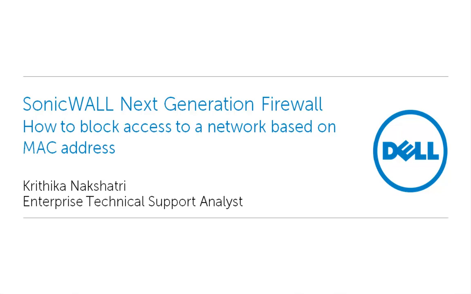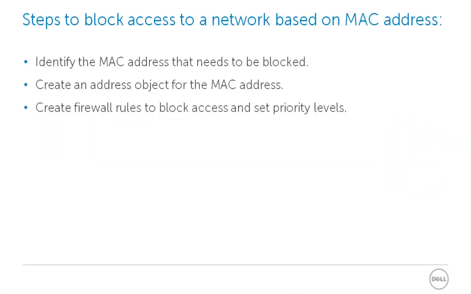Today we will demonstrate how to block access to a network based on MAC address. To block access to a network based on MAC address, we need to first identify the MAC address of the device that needs to be blocked, create an address object using this MAC address, create a rule using the address object created.